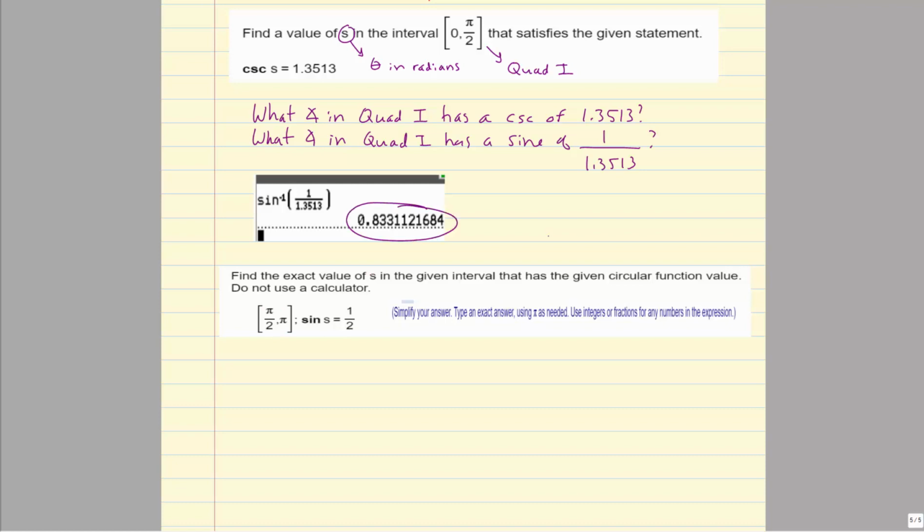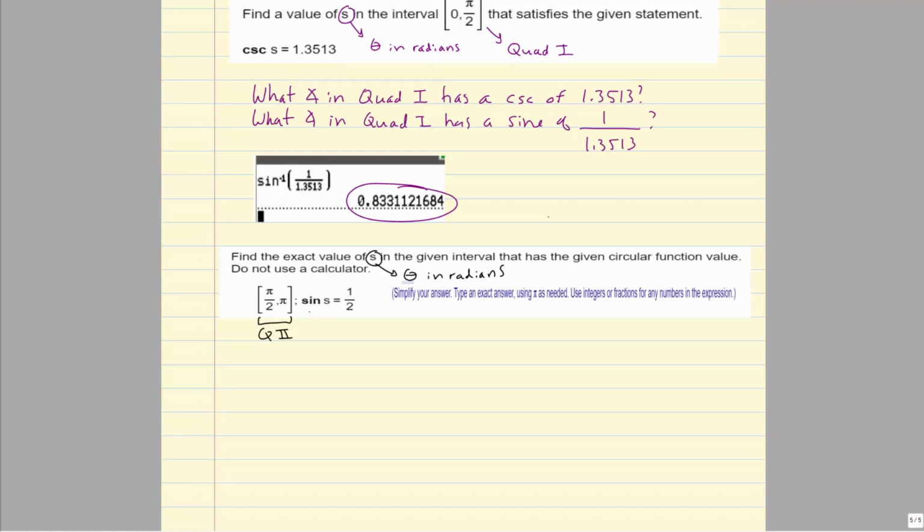Let's have a look. It says find the exact value of s. So that means we're working with theta in radians. And given the circular functional value, it says do not use a calculator. So this one we should know this because it's a standard angle. Here we're in quadrant 2. Pi over 2 to pi is quadrant 2. So right away this says what angle in quadrant 2 has a sine of 1/2.